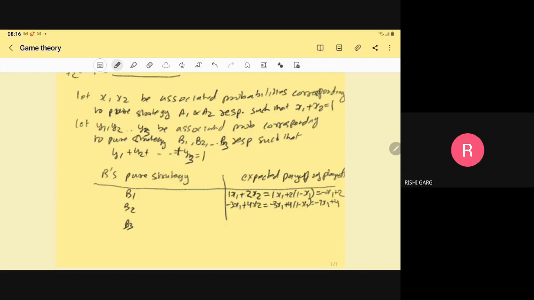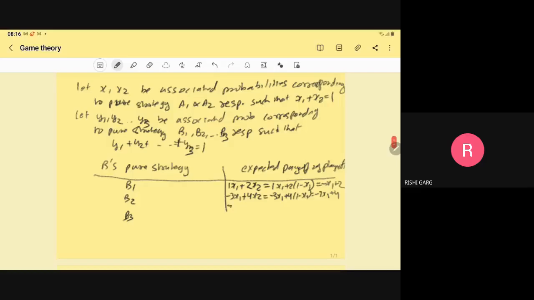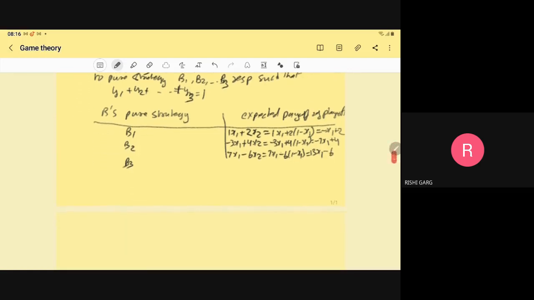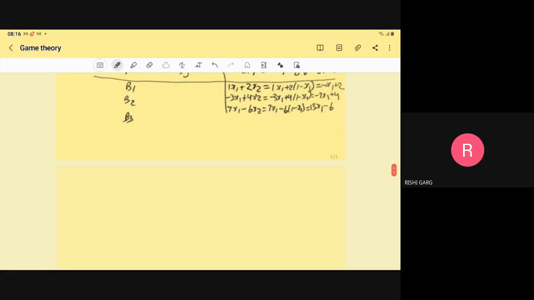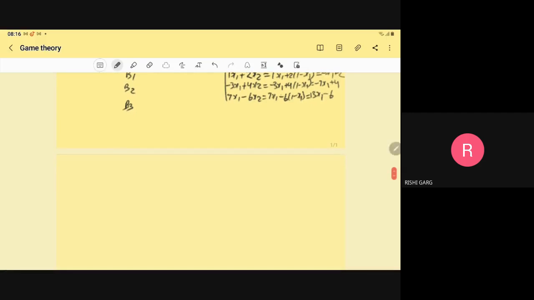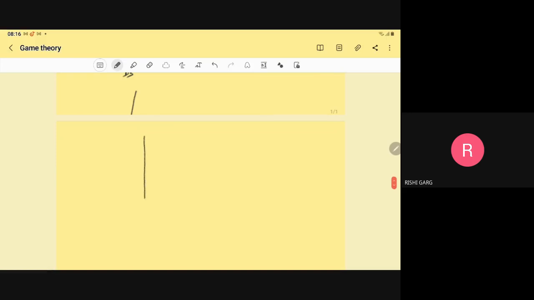Similarly, from here we have 7x1 minus 6x2, so 7x1 plus minus 6(1 minus x1). It will give you 13x1 minus 6. So from the expected payoff, we determine the optimal value of x1. For that we use the best of the worst.